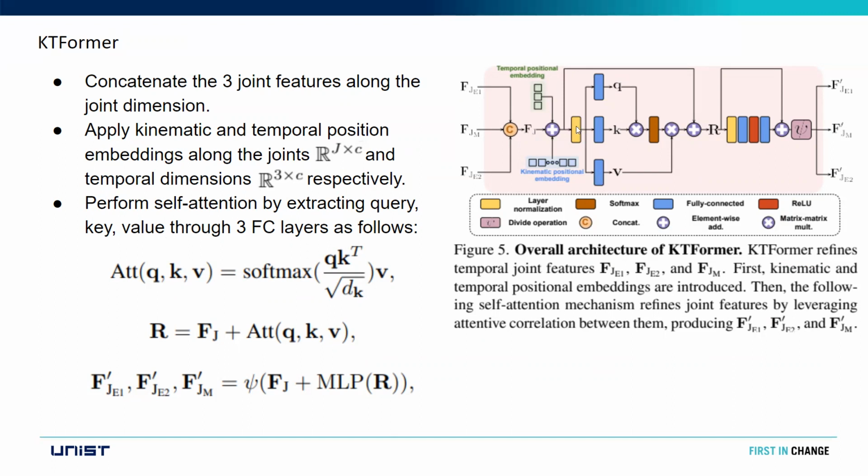These transform the features to queries, keys, and values. And then we perform self-attention as usual. It's the same as the original transformer. And then we get the residual features from this F_J. F_J is the combination of the 3 joint features from the concatenation, plus the attention from the query, key, and values. And we get the residual features.